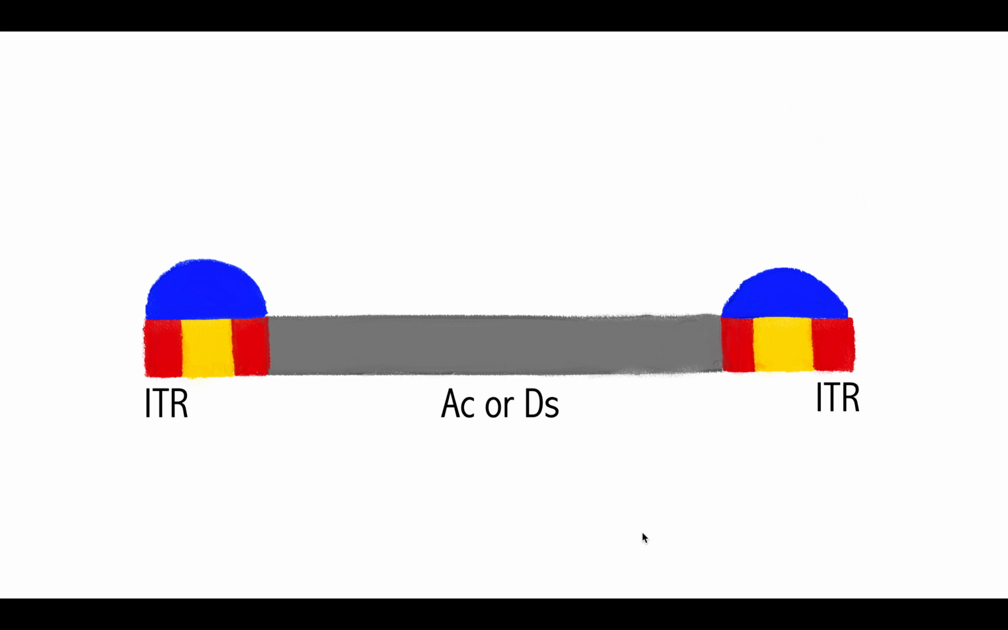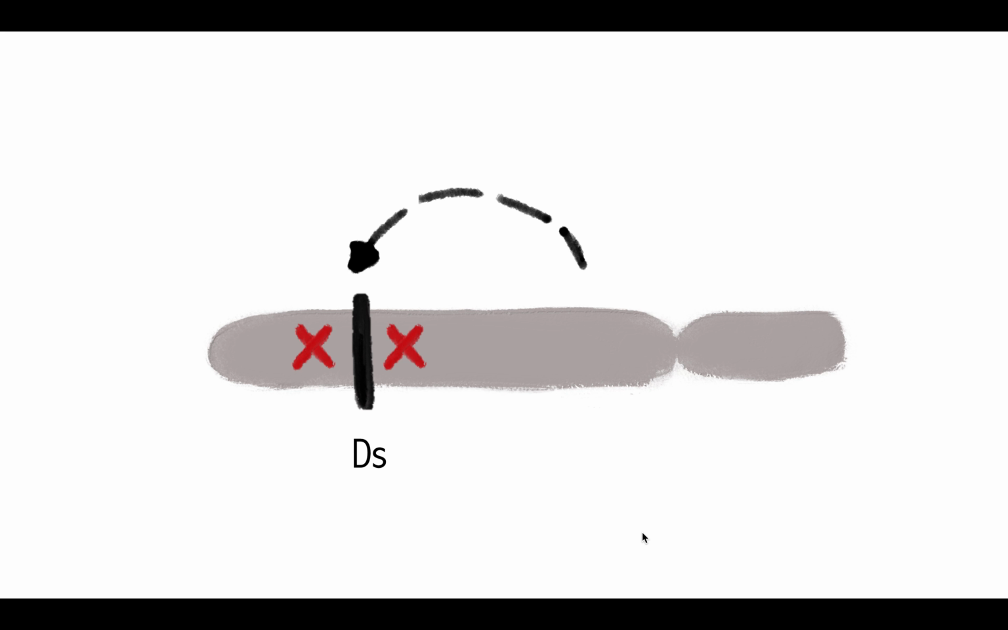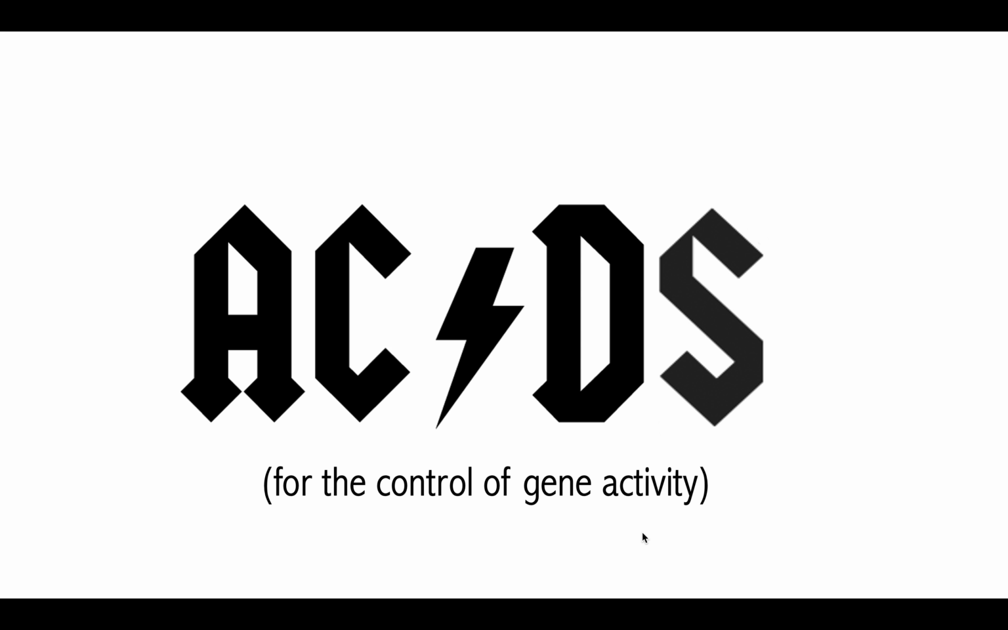When DS was transposed along the chromosome, it had the ability to cause inactivation of neighbouring genes, and in some cases, resulted in structural instability at the sites of integration. This then caused the chromosomes to break. At the time, the AC and DS elements were called mobile genetic elements, and together formed the AC-DS system, a two-element system for controlling gene activity. Nowadays, we commonly refer to AC and DS as transposable elements.